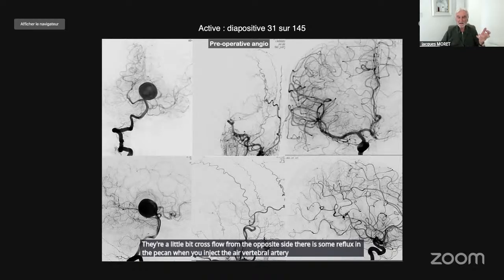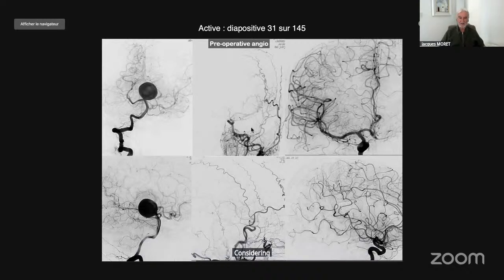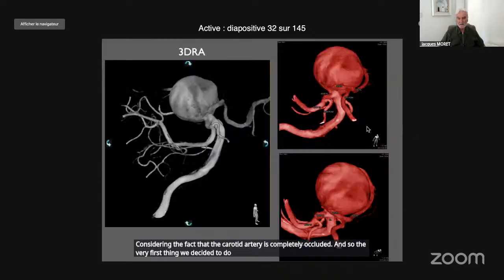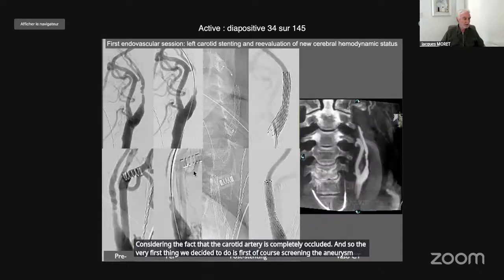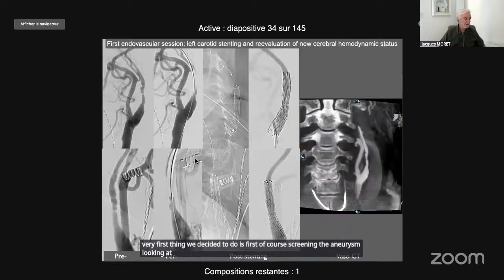So basically, it's not that good for the strategy. So meaning that you have to try to preserve the patency of the basilar, considering the fact that the carotid artery is completely occluded. And so the very first thing we decided to do is first, of course, screening the aneurysm, looking at all these MR.